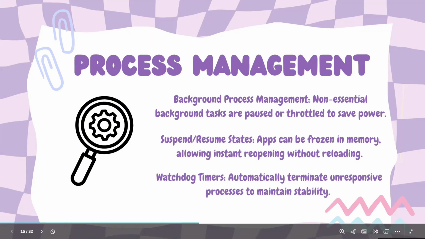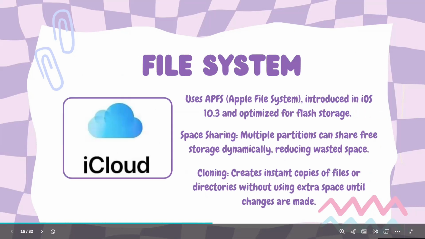Watchdog timers. The system monitors apps to ensure they respond properly. If an app becomes unresponsive, it automatically terminates unresponsive processes to maintain stability. The next core functionality that we have is the file system. The file system uses Apple File System, introduced in iOS 10.3 and optimized for flash storage. It makes it easy to store, find, and manage data.